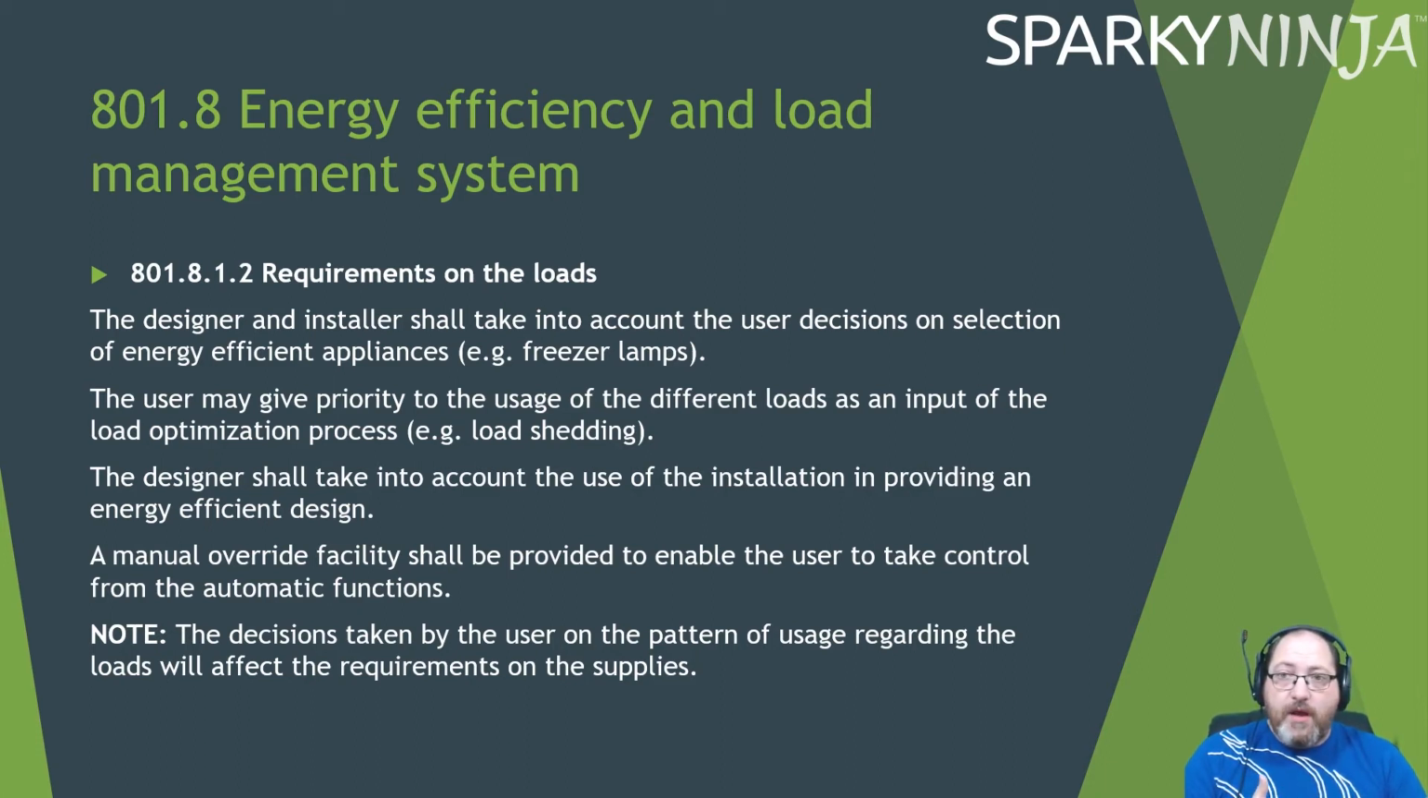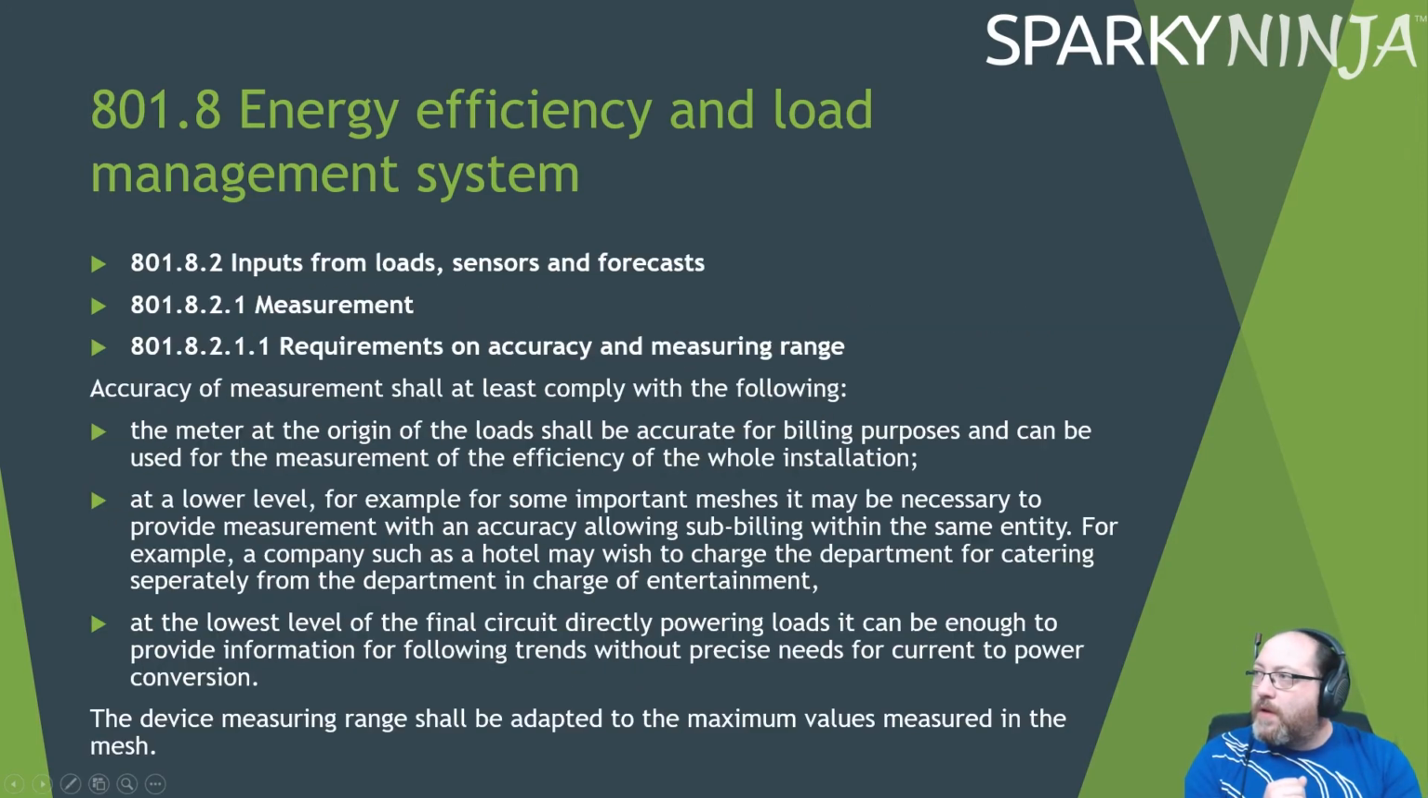The manual override facility shall be provided to enable the user to take control from the automatic functions. Again, the user must be able to take control and use the system for their demand. This ensures safe working practices. Inputs from load, sensors and forecasts. Measurement, requirements on accuracy and measuring range.